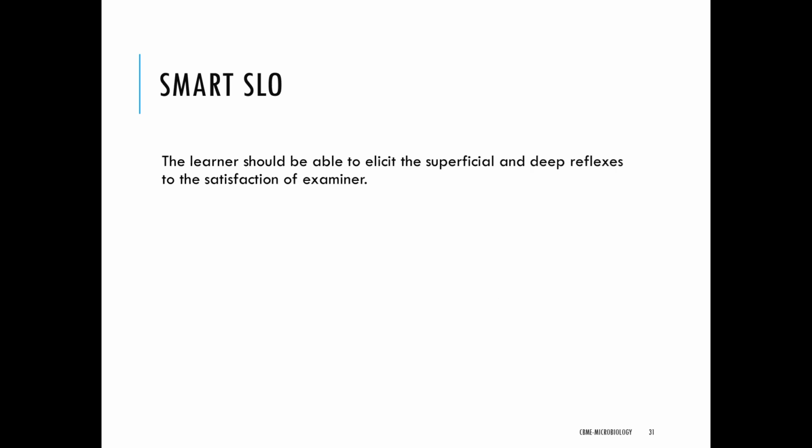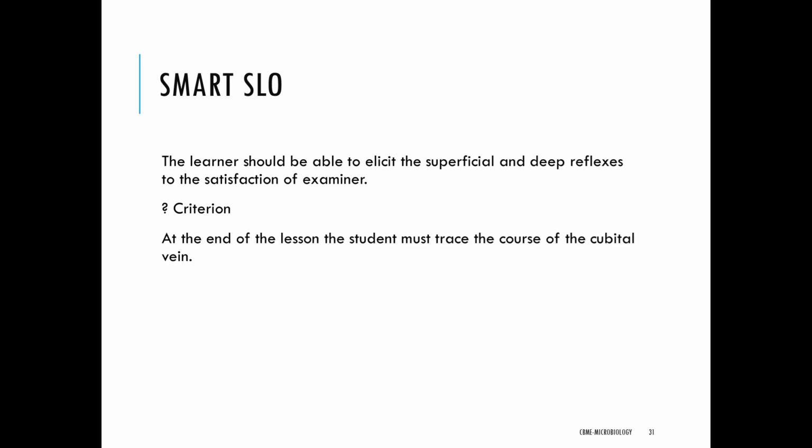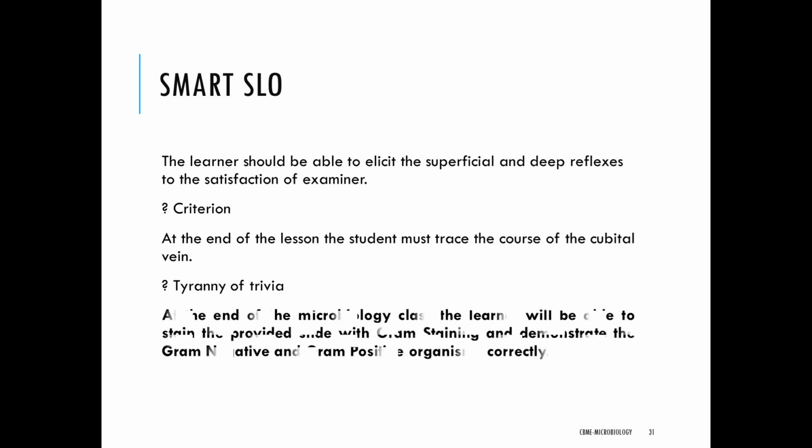The learner should be able to elicit the superficial and deep reflexes to the satisfaction of the examiner. What is the criteria? Satisfaction of examiner. There are some examiners who would probably not go to see whether they are eliciting or not, and ask questions and leave it. So criteria, again, becomes very different. At the end of the lesson, the student must trace the course of the cubital vein. Again, the relevance, the feasibility, you can understand how it is.